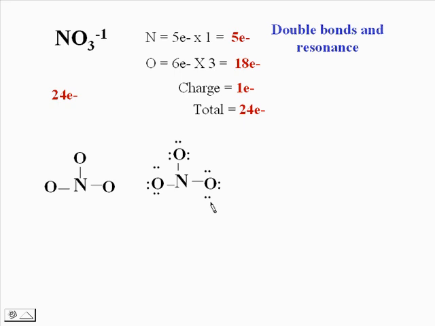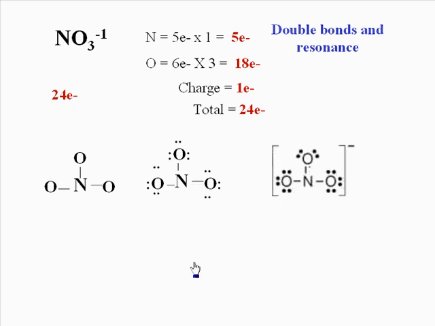So I'm going to take one of these pairs of electrons, again on an oxygen, and bring it up to make a double bond. When I make that double bond, it will give nitrogen 8 electrons, and this oxygen still has 8 electrons. However, the reason why this is called a resonance is I could have taken a pair of electrons from here, or from this oxygen, or from that oxygen. So there is no rhyme or reason which oxygen I chose first.